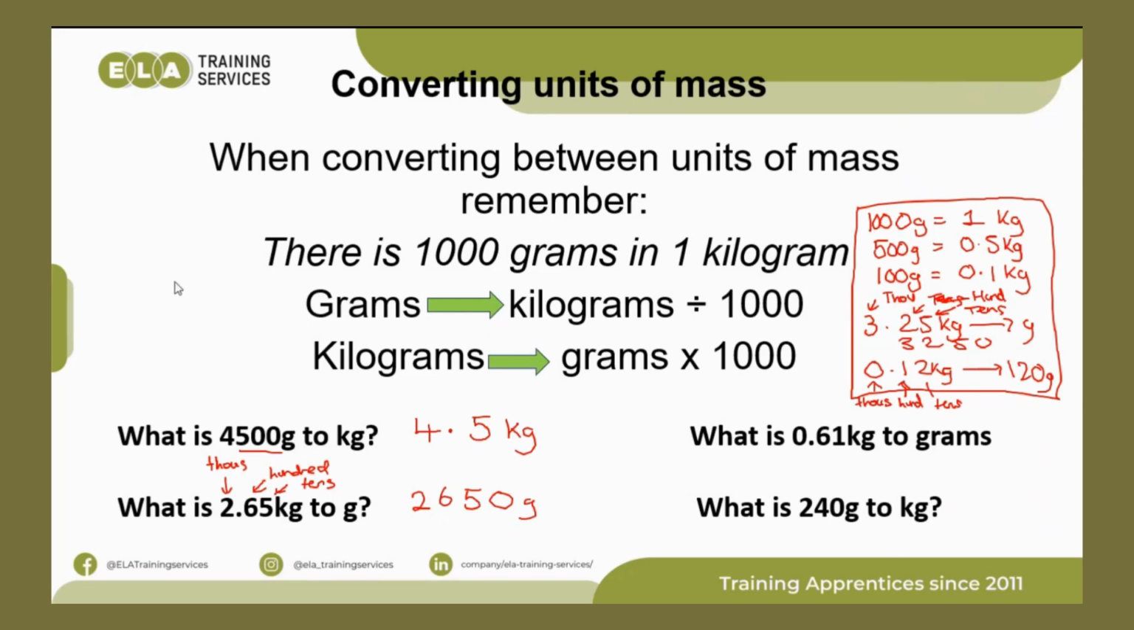Okay, now using that method, have a go now at 0.61 kilograms to grams and 240 grams to kilograms.